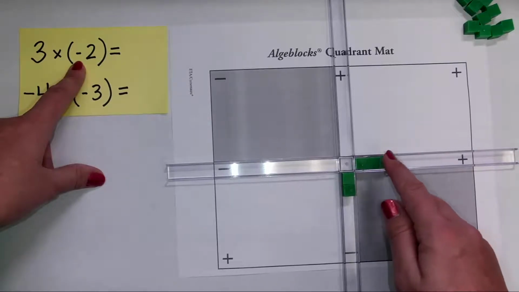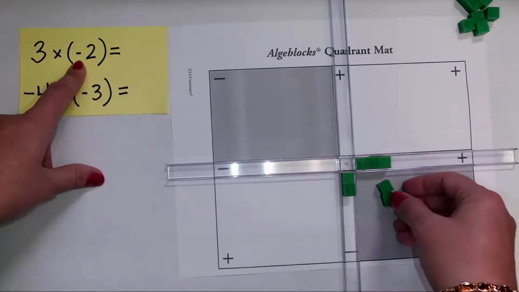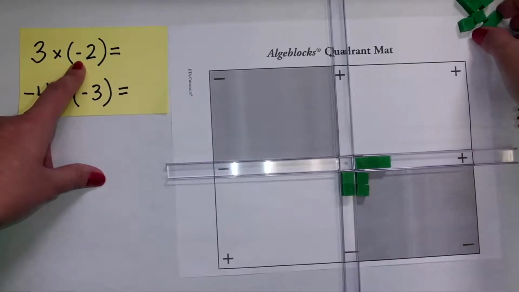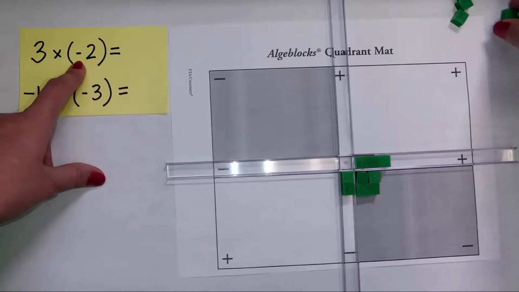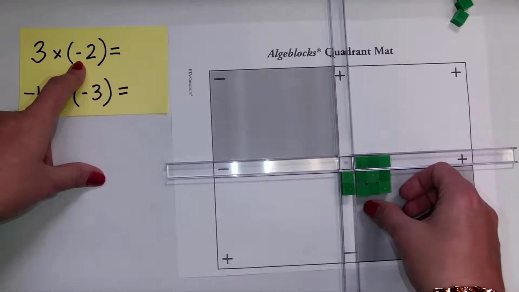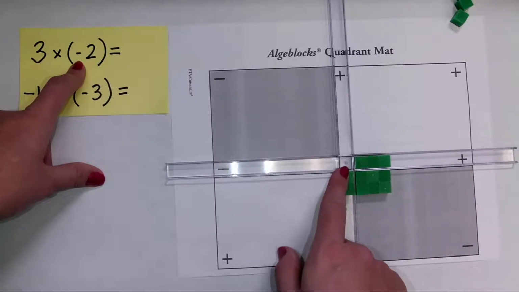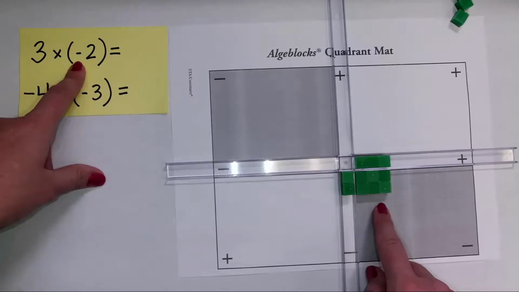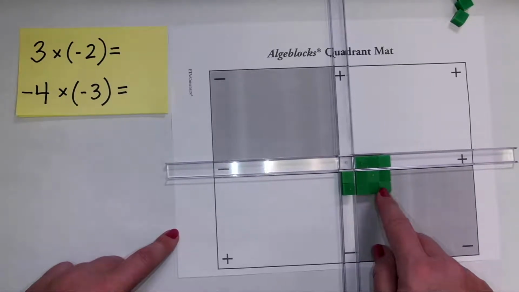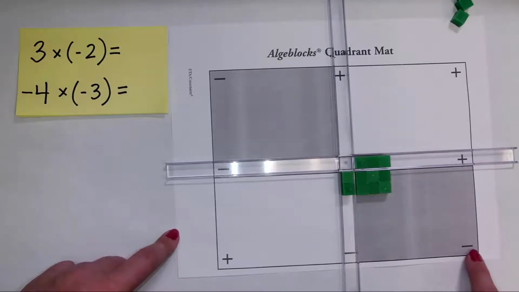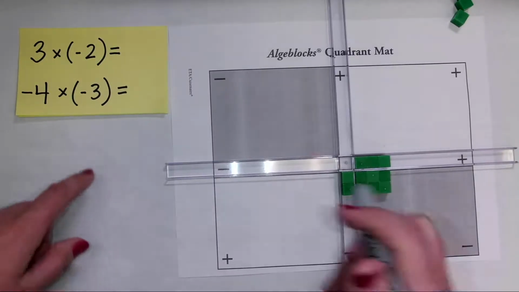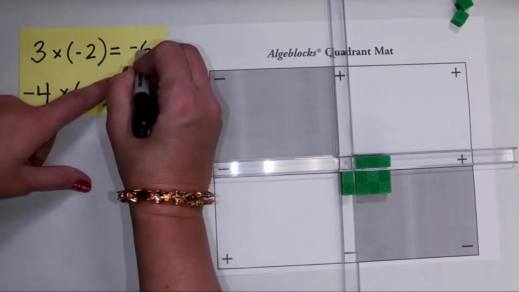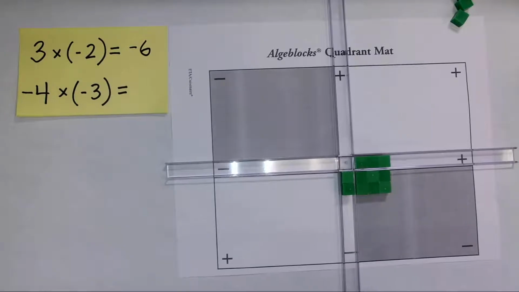I have 3 groups of 2. So I'm going to place cubes here to show that. There's one group of 2, I have a second group of 2, and a third group of 2, okay? So when I have 3 multiplied by -2, my product is 1, 2, 3, 4, 5, 6, 6, but notice that it's in this negative quadrant. It's -6. So 3 times -2 is -6. I'll go ahead and write my answer right in there.